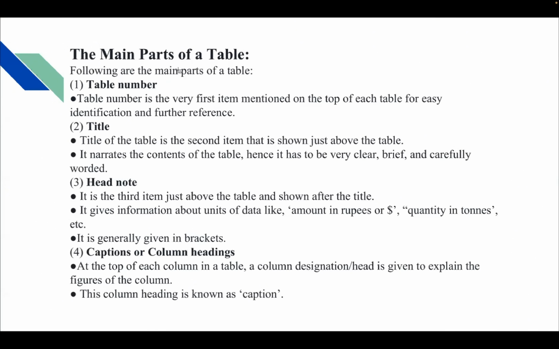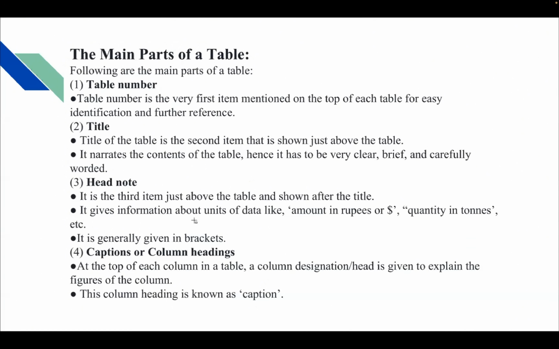So now, what are the main parts of a table? The following are the main parts of a table. One, table number. The table number is the very first item mentioned on top of each table for easy identification and further reference. Two, title. The title of the table is the second item, shown just above the table, and narrates the contents of the table. Hence, it has to be very clear, brief, and carefully worded. If you notice, when I asked you that question earlier about naming that table, I kept on saying no, because I had not heard something that does justice to the title.